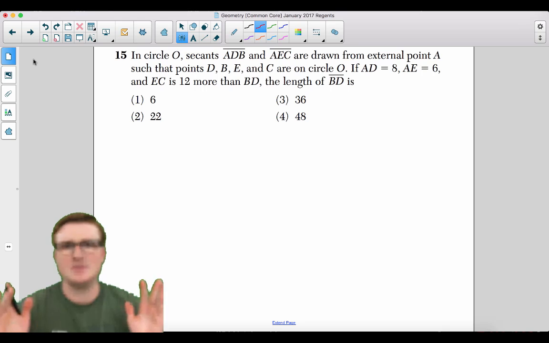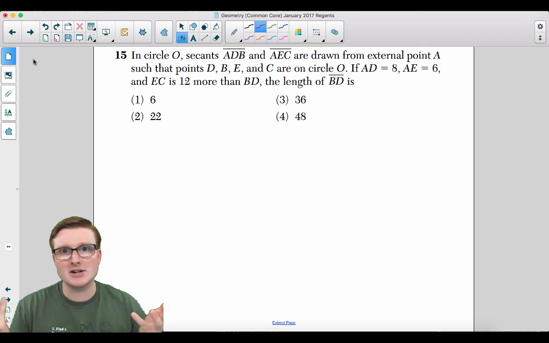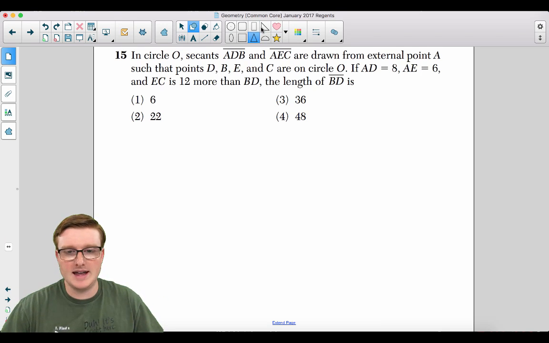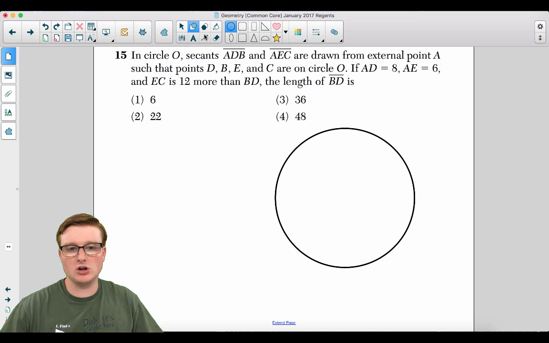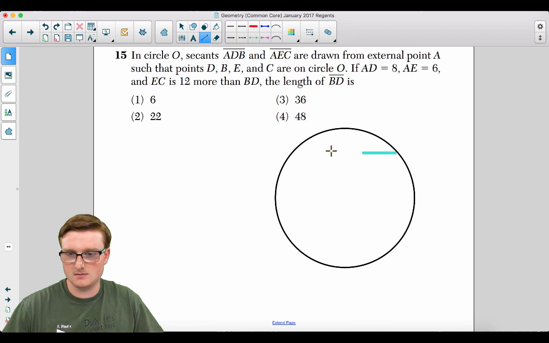Hold on a second. There's no picture. You need to draw a picture. So let's go ahead and do that right now. Let's draw a circle, and I'm going to draw two secants.